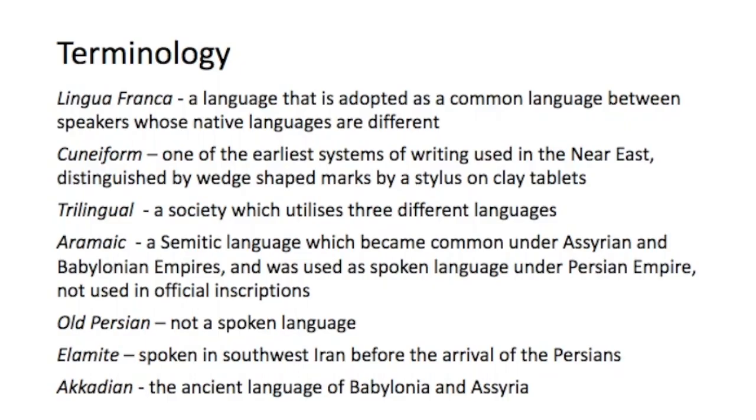A couple of key terminology which you will need to write down. Most important is lingua franca, which is the common language, and that's Aramaic, which is a Semitic language which became common under the Assyrian and Babylonian empires, and it was used predominantly as a spoken language, not used in official inscriptions, like we see in, for instance, the Behistun inscription, which is just Old Persian, Elamite, and Akkadian or Babylonian. We see in a lot of official inscriptions that they're trilingual, using 3 different languages, and that's important because it helps us not only to look at the differences in different languages, but also to start to decipher the different languages.